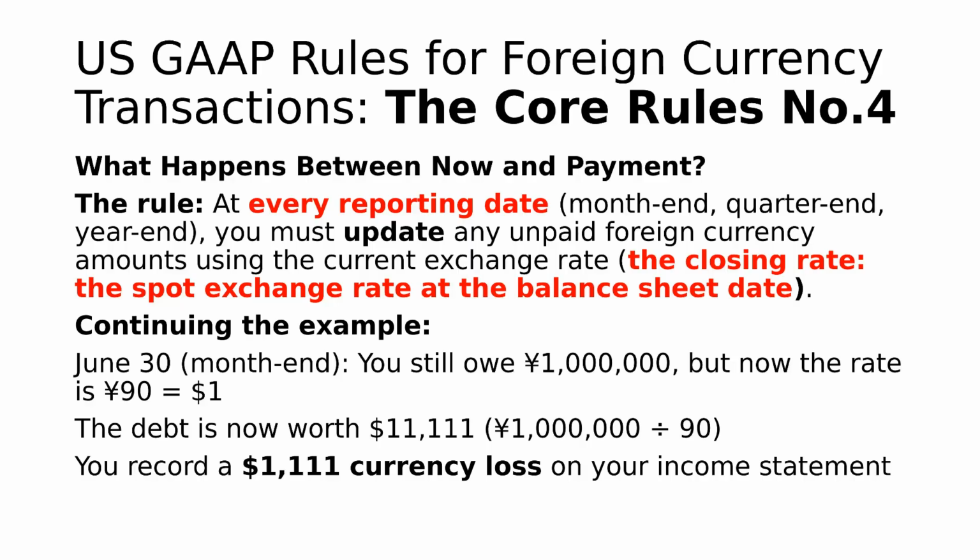Let's continue our example. Suppose at June 30th, you still owe ¥1,000, but now the rate has changed to ¥90 equals $1. Your debt is now worth $11,111 instead of $10,000. That difference means you recognize a $1,111 currency loss on your income statement. This rule ensures your financial statements reflect current realities even before you settle up.